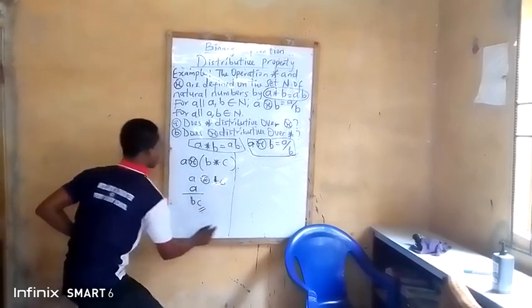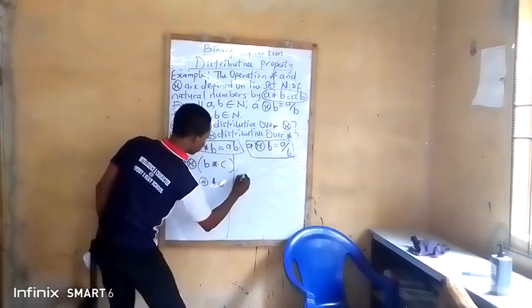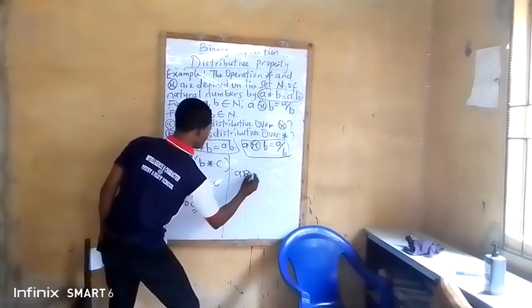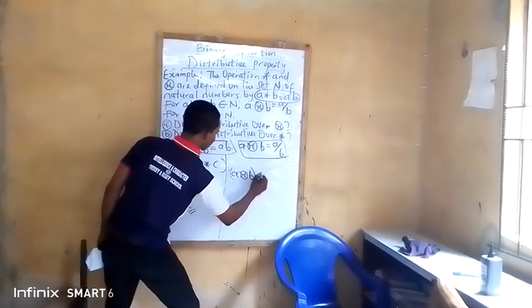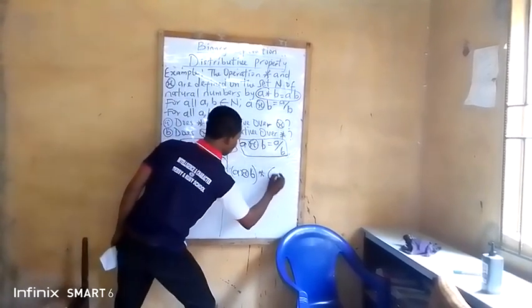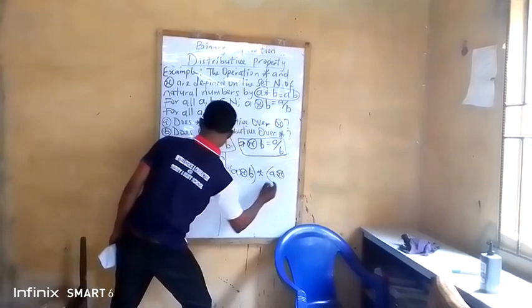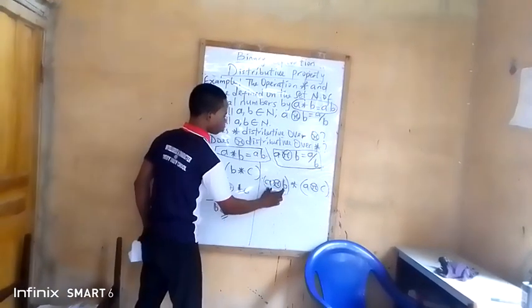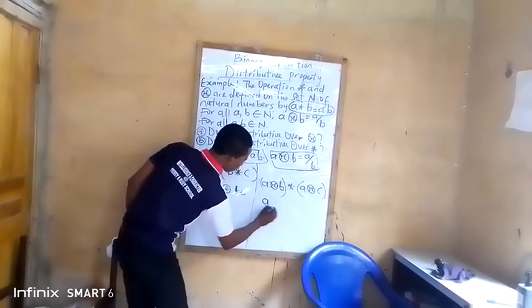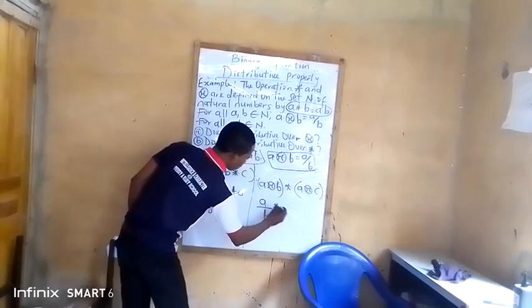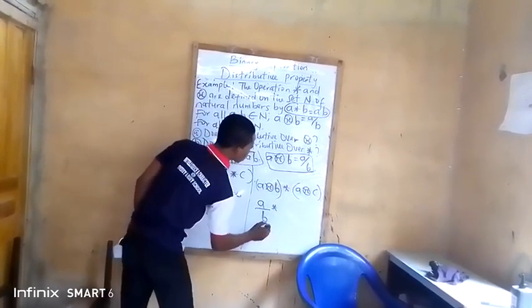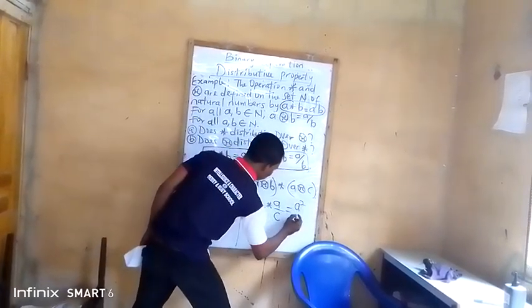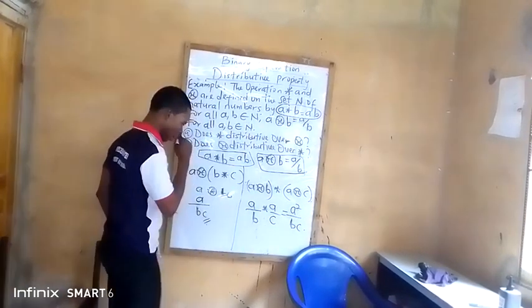Now let us check the distributive part. a circle is going to be distributive over this: (a circle b) asterisk (a circle c). Whenever you see circle, it comes in form of division, so that is a all over b, asterisk, a all over c. That means a times a, a squared all over bc.